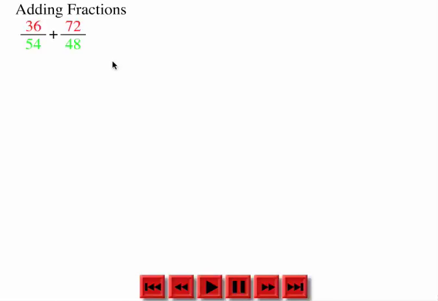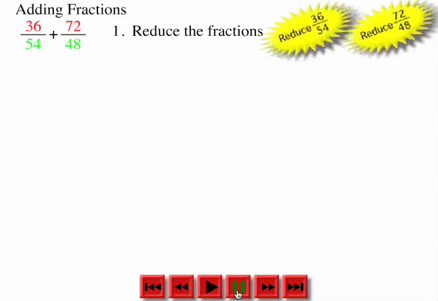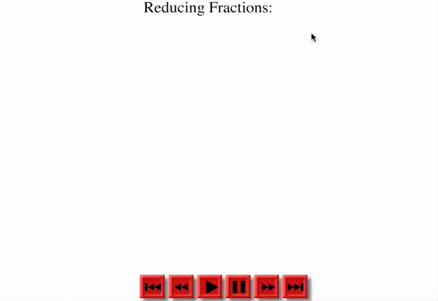Here we're adding fractions, and the fractions are 36/54 plus 72/48. So the first step is to reduce the fractions. Let's look at how to reduce 36 over 54.